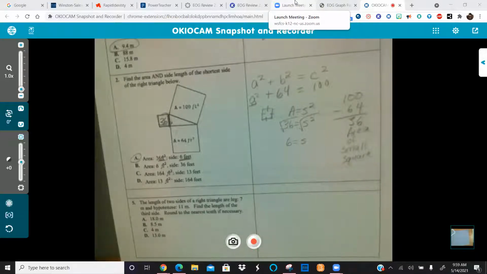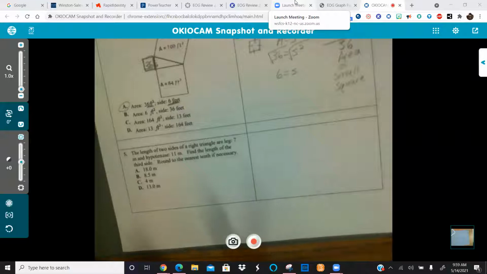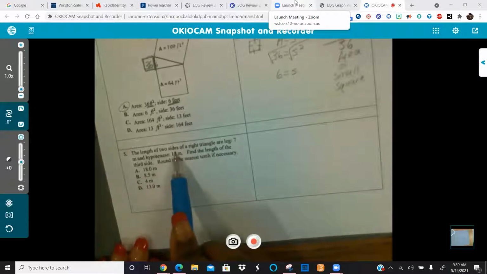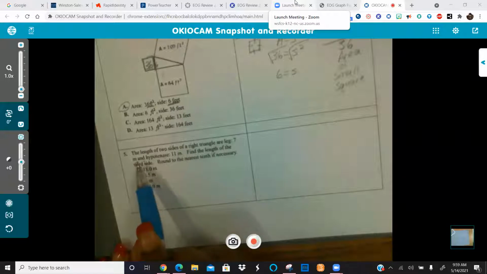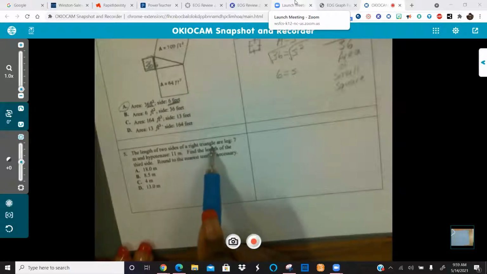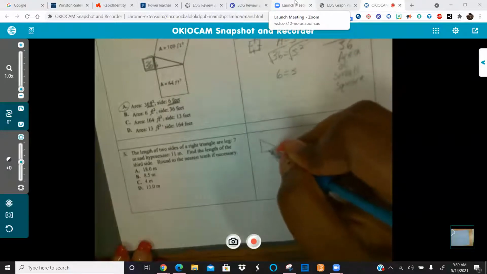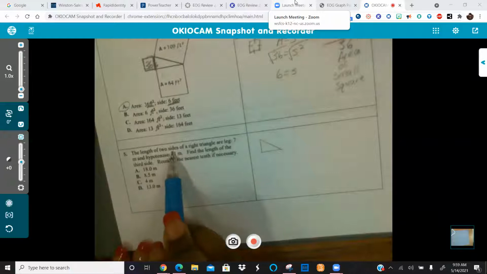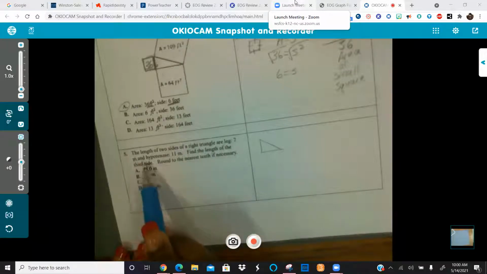All right, good people. Number 5, okay? Remember this, we're going to submit this as soon as we finish, so please make sure that you keep up with what I'm doing. The two sides of a right triangle are legs, 7 meters, and the hypotenuse is 11, okay? We're going to draw a right triangle first, so that'll make it easier. It says the lengths of the sides of a right triangle are legs, and we got 7 meters, and the hypotenuse is 11.